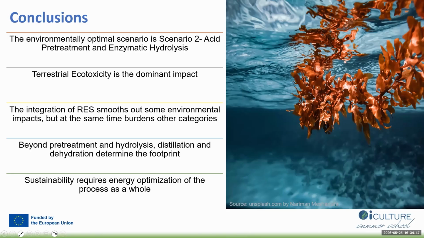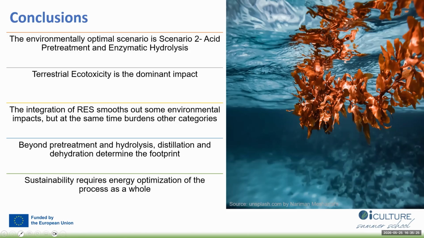Second, regardless of the scenario or optimization layer analyzed, terrestrial ecotoxicity is consistently the dominant impact category across the entire life cycle. This is an essential hotspot to track as it highlights how background industrial inputs affect soil systems. Third, regarding our optimization efforts, the integration of renewable energy sources smooths out environmental impacts, but at the same time burdens other categories.